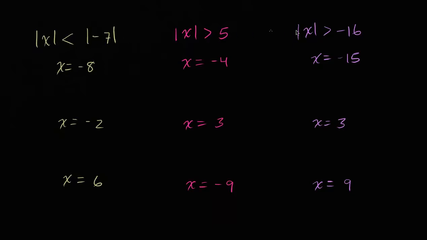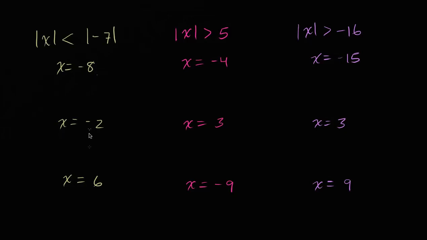We have three inequalities here that involve absolute values, and then below them we have potential values for x. What I want to do in this video is see which of these potential values for x actually make the inequality true. So let's start with this first one in green on the left. It says the absolute value of x is less than the absolute value of -7. Let's think about which of these x values would make this true.